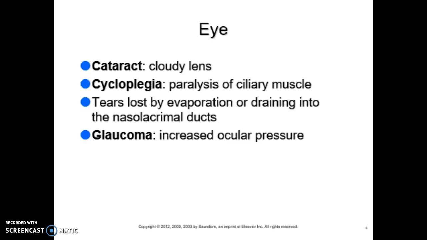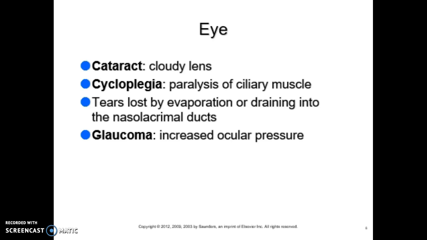So let's talk about what are these things: cataract, cycloplegia, glaucoma. So the cataract is a cloudy lens. It develops on and in the lens, and it results in the lens losing its transparency. Cycloplegia is the paralysis of the ciliary muscle, and the ciliary muscle contracts to accommodate the eye. So cycloplegia is the paralysis, and therefore it cannot move.